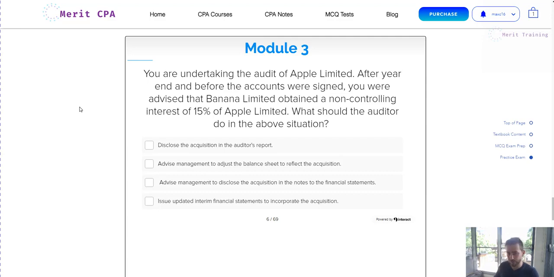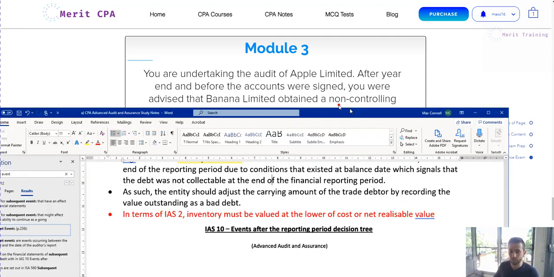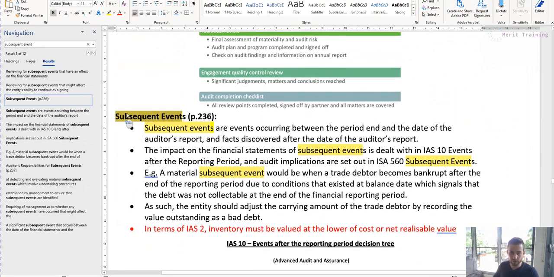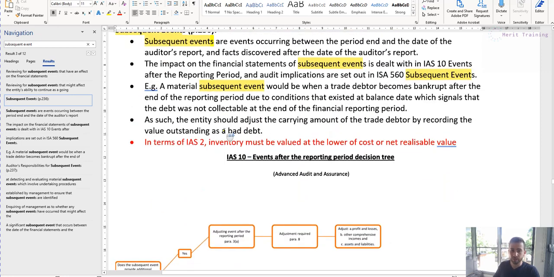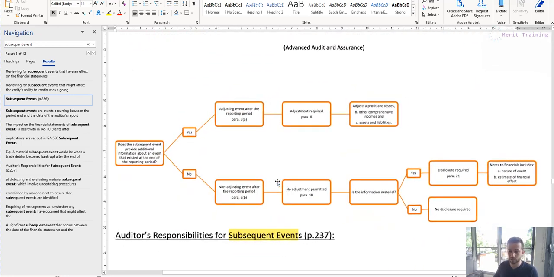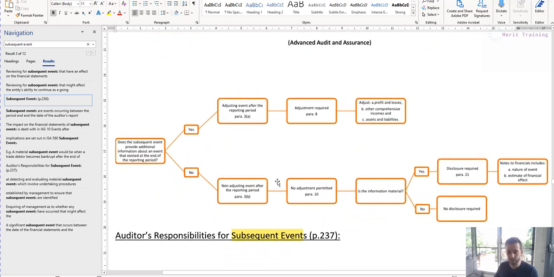right? So if we do a Control F in our notes, we can do a quick recap of what a subsequent event is. So what I'm going to do is click here. It's going to take us to the section on subsequent events from page 236. So these are basically events occurring between the period end and the date of the auditor's report, i.e. facts discovered after the date of the report being issued, but before the report being signed, right? So there's this flowchart that we can follow in terms of, do we need to amend the reports? Do we need to disclose the reports? Is there any disclosure required at all?